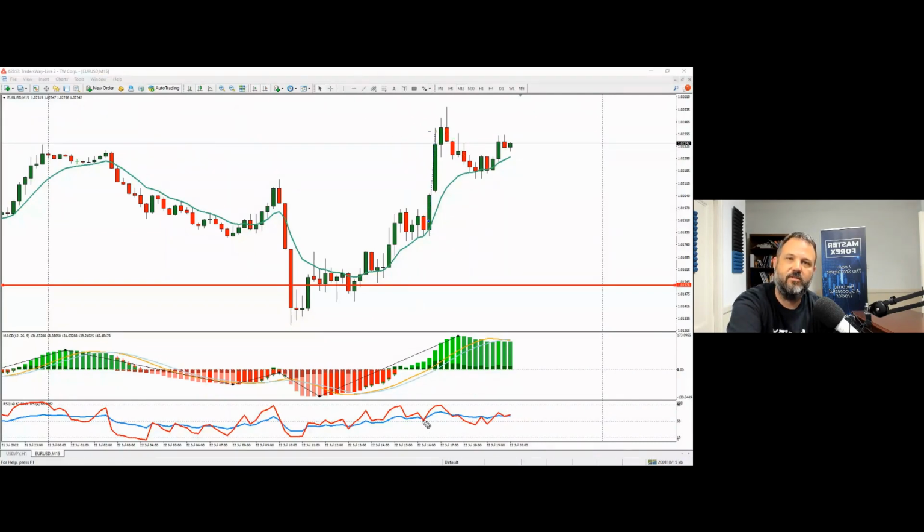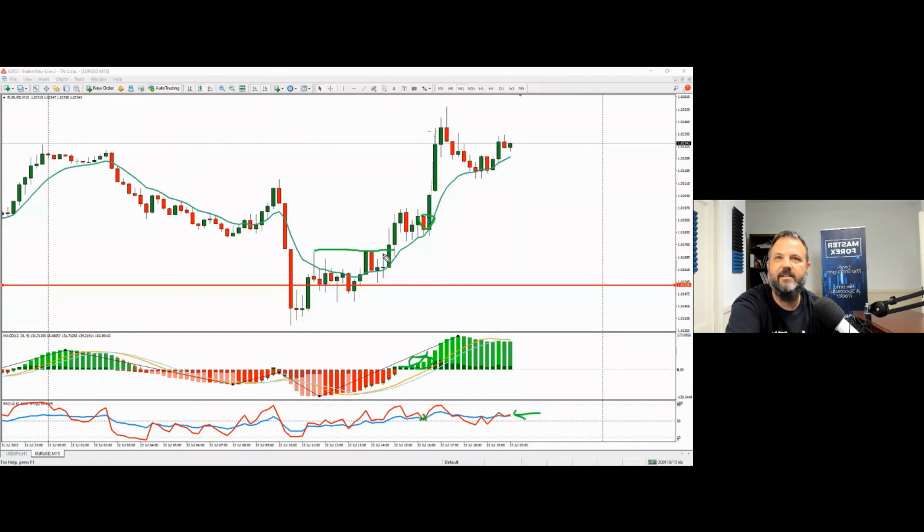The entry was here. You'll notice that the fast RSI, the red one, moved above the blue. I said slow, I meant fast. The fast RSI moved above the blue, the blue was above the 50, and we had the green MACD crossing and moving up. Right? And so I entered right here, and I probably could have entered a little bit sooner.